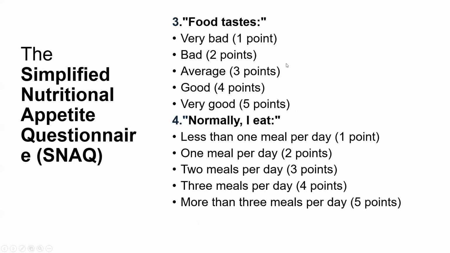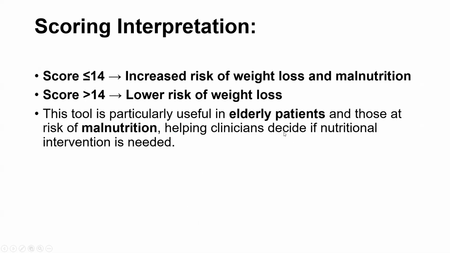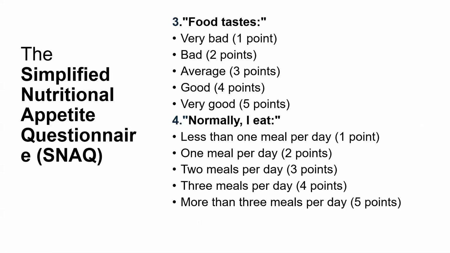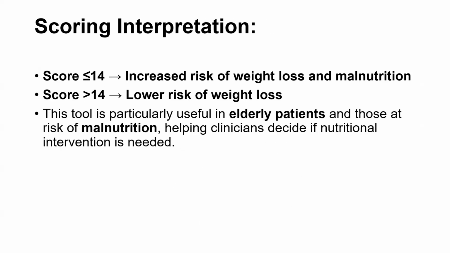Regarding the food taste, and normally whether I eat less than 1 meal per day, 1 meal per day, or 2 or 3 meals per day, there are different points assigned to that. So if the score of SNAQ is less than or equal to 14, then there is an increased risk of weight loss and malnutrition. So this is what we need to take into context. And if the score is more than 14, this is at a lower risk of weight loss.